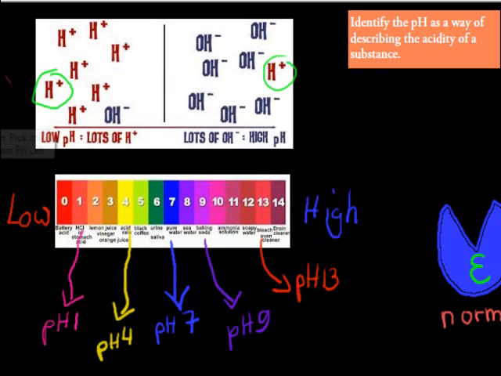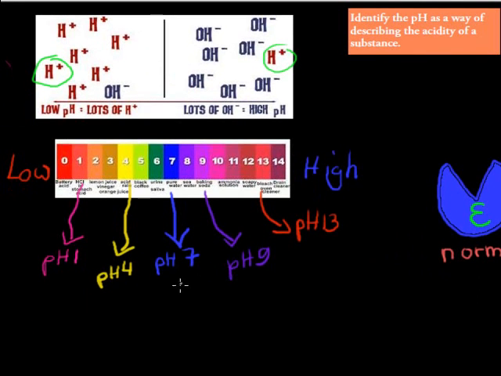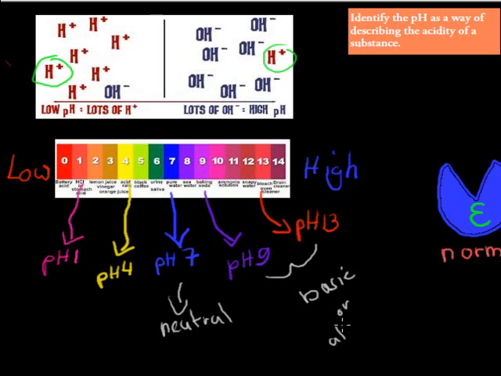And remember stuff like that: a pH of 7 is neutral. That's the content you should know. A pH of more than 7 is basic or alkaline. They're both the same thing, basic or alkaline. And the higher the number, the more basic it is. So a pH of 13 is more basic than a pH of 9.